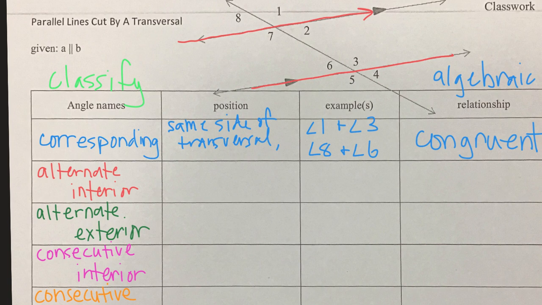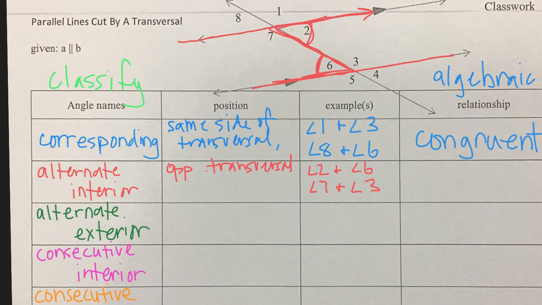Some examples would be angle 2 and angle 6. Angle 2 and angle 6 would be a pair of alternate interior angles. Would 8 and 4 be one? And also angle 7 and angle 3. Now these are the only ones that are alternate interior angles. So let's look at their positioning. Alternate, what does it mean to alternate? Different sides. To be on opposite sides of your transversal. 2 is on the right side, 6 is on the left. 7 is on the left side, 3 is on the right.